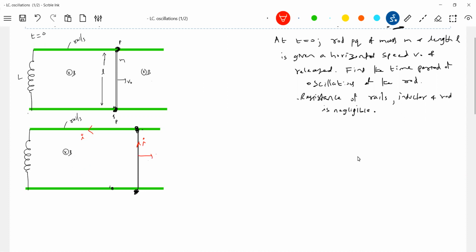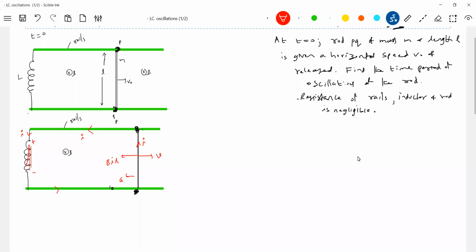Then let the rod have velocity v. Then the BIL force will act towards the left, so the rod will undergo retardation. Then the decrease in kinetic energy of the rod, where will it go? It gets converted into the increase in magnetic energy inside the inductor. So let me put plus.